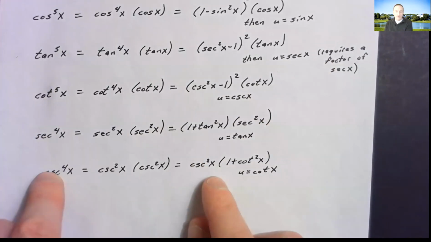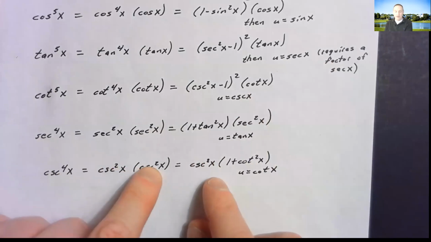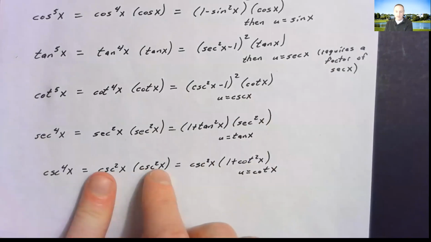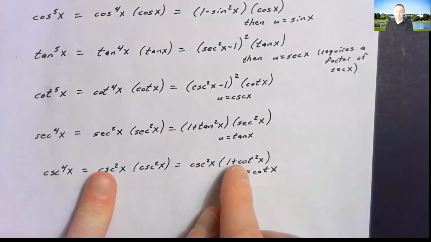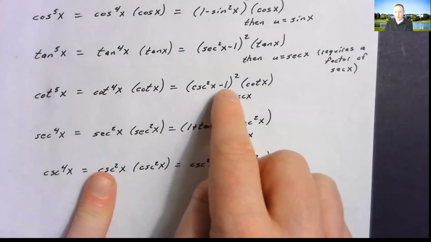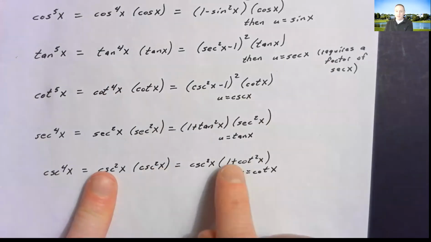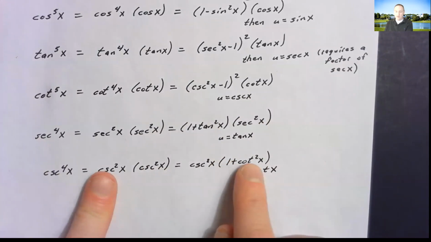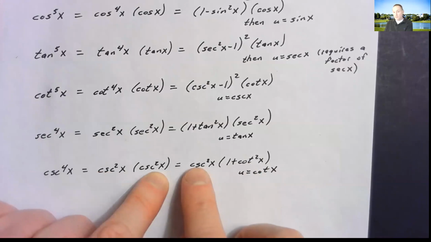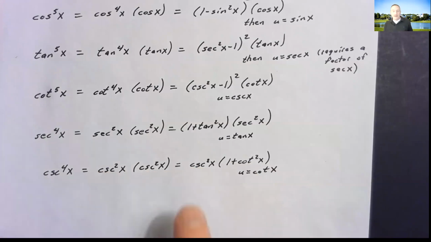The cotangent to the fourth, you break all but two powers down, so you say cosecant squared times cosecant squared. One of the cosecant squareds you need to write in terms of cotangent. As we discussed earlier, cotangent squared is equal to cosecant squared minus 1, so cosecant squared is equal to 1 plus cotangent squared. Now what happens when I do this? I would let u equal the cotangent of x, and then du is going to be the negative of cosecant squared x dx, which I could easily get in there by multiplying the inside and outside by a negative.